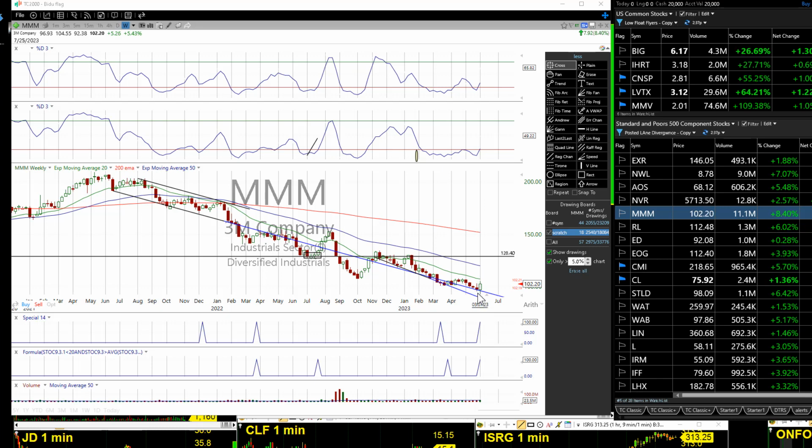Actually, we're making a low here. But now we're starting to push back up. So we're actually seeing some really good moves in some big stocks. 3M is an example right here. So I'm always looking to daily. And here's the daily time frame, right?